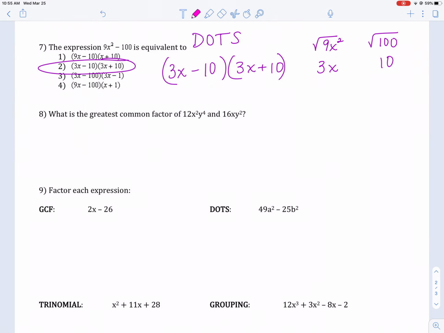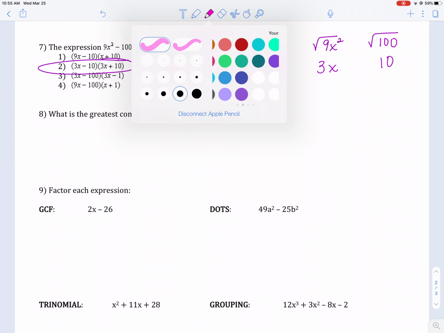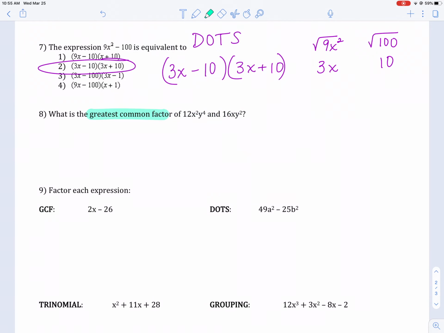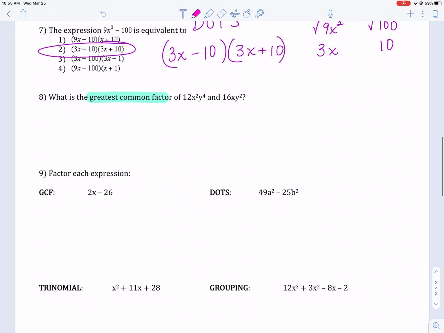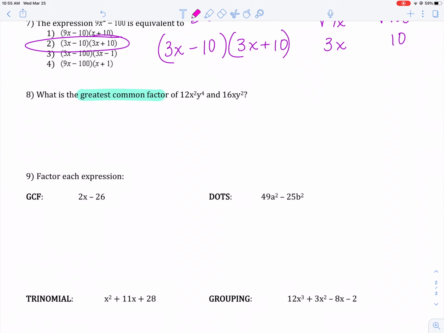GCF is going to be tough. This is nice because they at least tell us they're looking for the greatest common factor. So let's talk about the greatest common factor. Now, in this question, they are not giving it to you as a whole term with a plus or a minus in the middle. They just want you to compare 12 and 16, x squared and x, y to the fourth, and y squared.